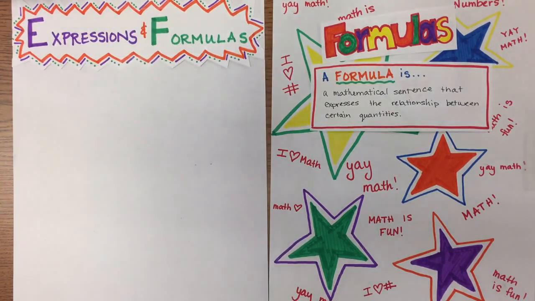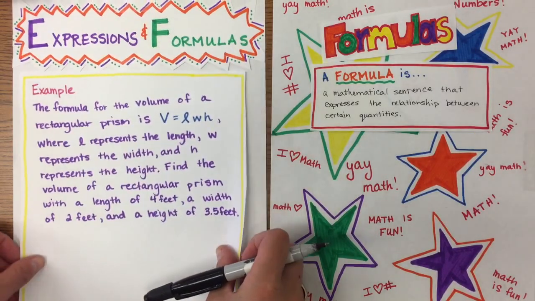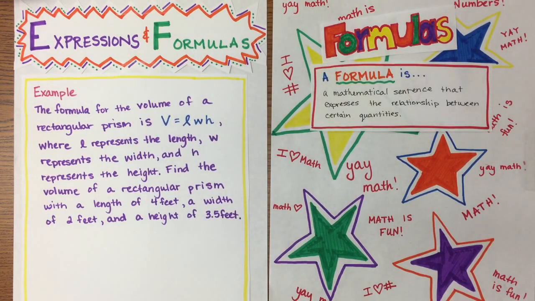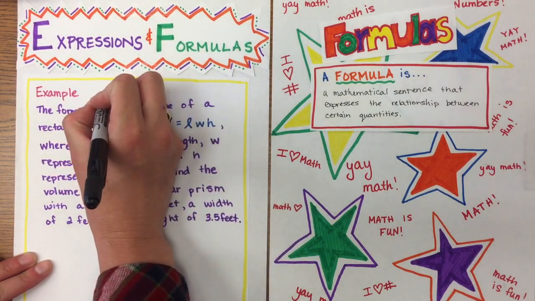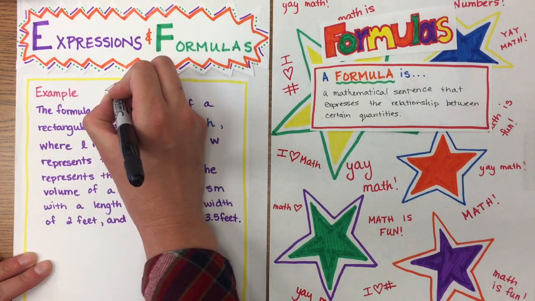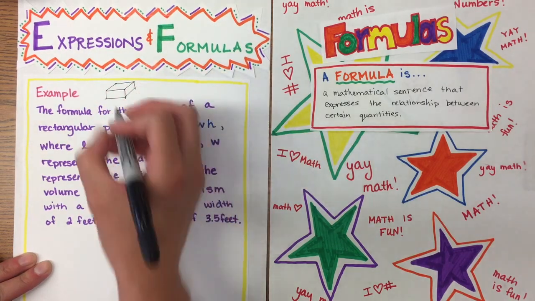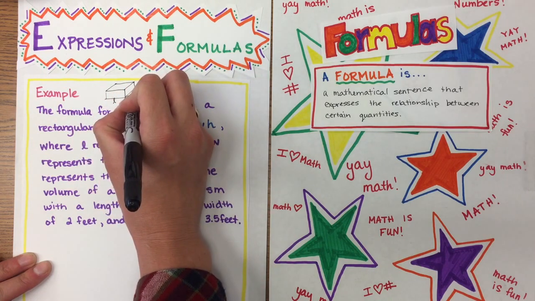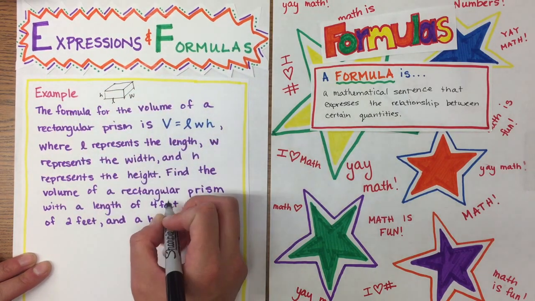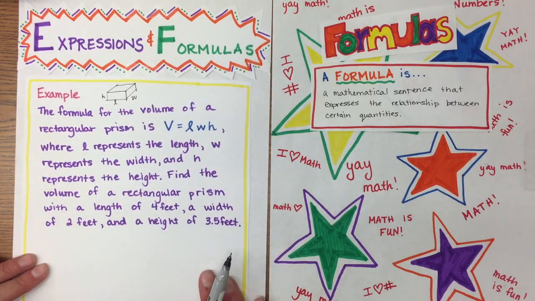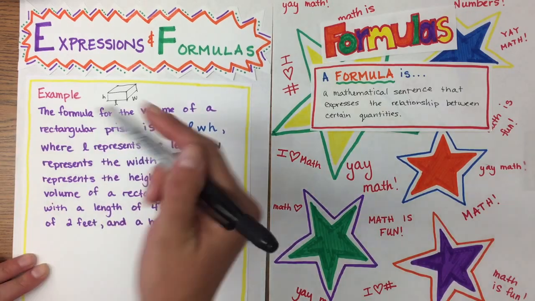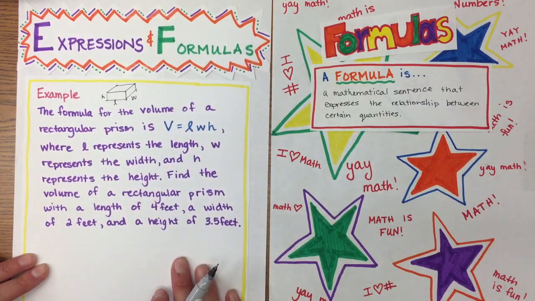Let's look at another example. The formula for the volume of a rectangular prism is length times width times height is equal to volume. So this is volume, length, width, height. If I draw a rectangular prism here, this could be length, width, and height. So this is what my dimensions look like on a rectangular prism. So L represents the length, W the width, and H the height.